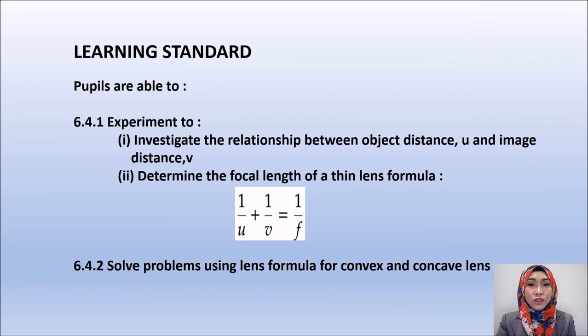Before we move on to the content, let's have a look at the learning standard. The first learning standard is to investigate the relationship between the object distance u and image distance v, and to determine the focal length of a thin lens. The second one is to solve problems using the lens formula for convex and concave lenses.